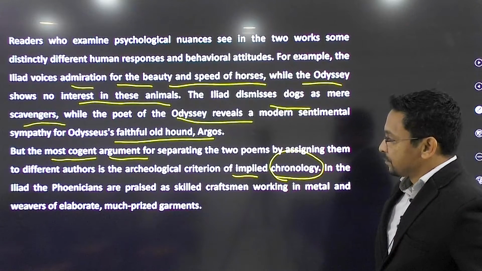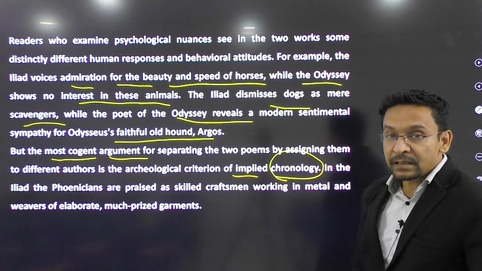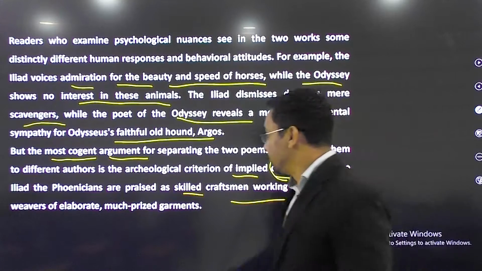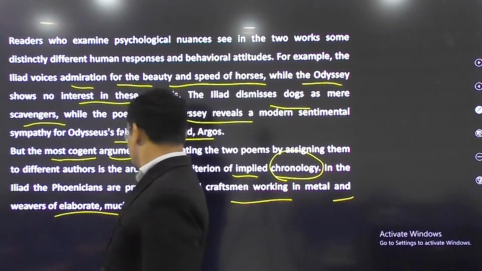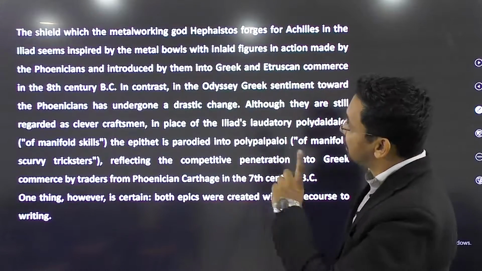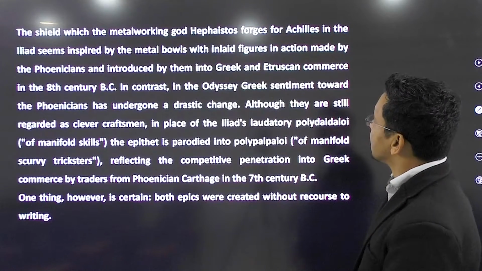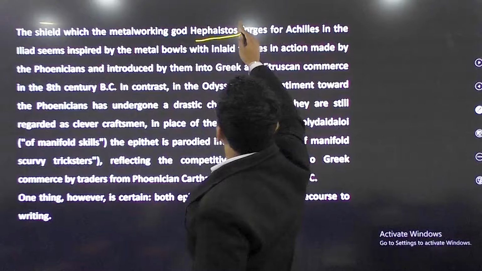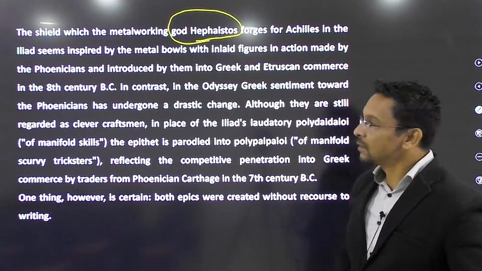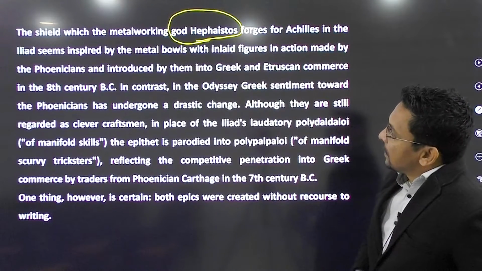In the Iliad, the Phoenicians are praised as skilled craftsmen working in metal and weavers of elaborate garments. ये Iliad की बात कर रहे हैं. The shield, which the metal working god forges for Achilles in the Iliad. ये गॉड्स भी हैं इसमें, डेटीज बहुत हैं, ग्रीक गॉड्स, ग्रीक मिथ पर बेस्ड है ना.